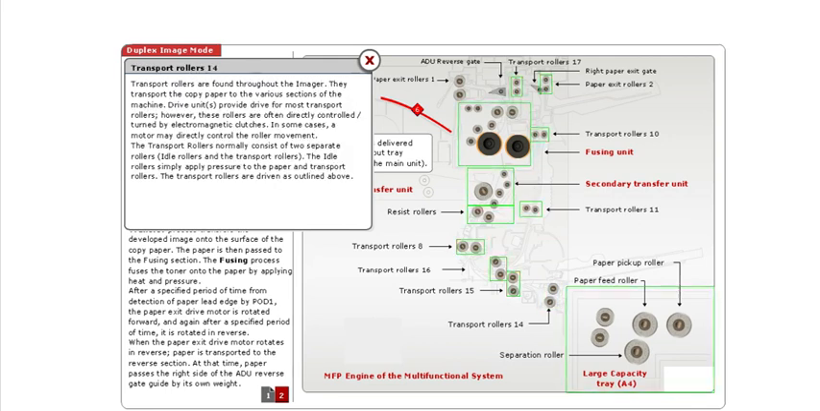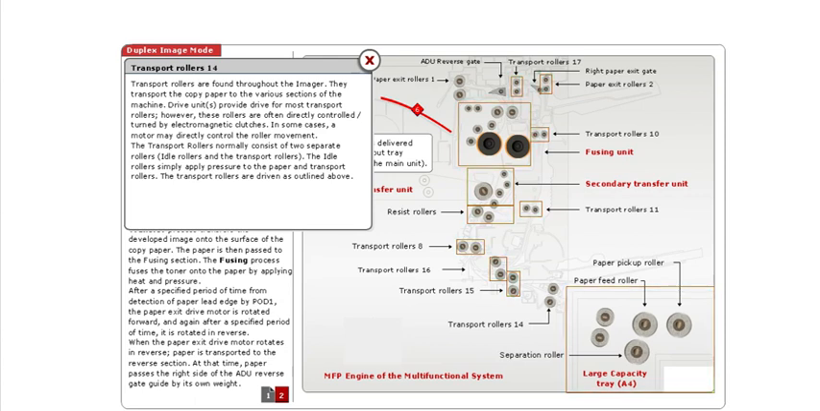Transport rollers are found throughout the imager. They transport copy paper to the various sections of the machine. Drive units provide drive for most transport rollers. However, these rollers are often directly controlled and turned by electromagnetic clutches. In some cases, a motor may directly control the roller movement.